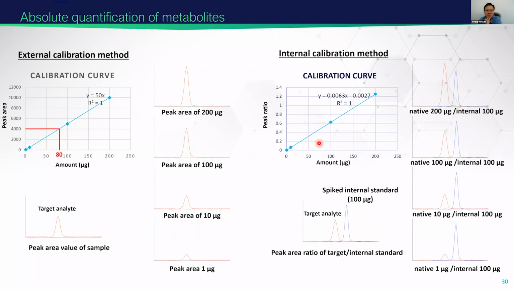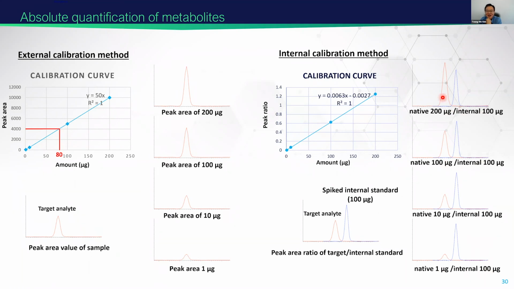And then the internal calibration method is a little bit different from this external calibration. We need to spike internal standards before extraction or before analysis. For example, we can spike a certain internal standard. This could be a natural one, but it should not exist in the sample, or, safer, we can spike 13C or 15N labeled internal standards. So we know how much we add in the beginning, and we can also get the internal standards run separately. So we can make 1 microgram for internal 100, 10 to 100, 100 to 100, 200 to 100.